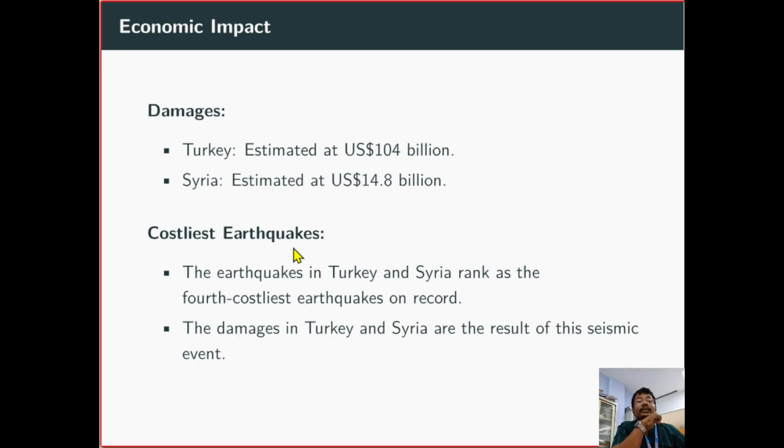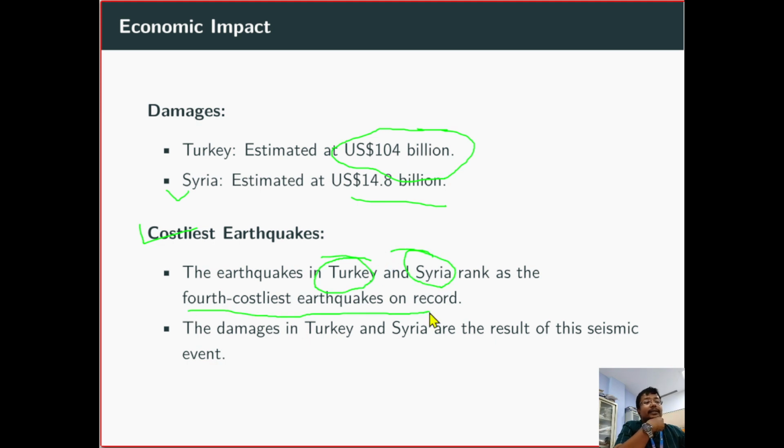Now, if we talk about the economic impact, in Turkey almost 140 billion US dollars loss happened. Okay, in Syria, it was almost 14.8 billion US dollars, and according to sources, it is the costliest earthquake that happened in Turkey and Syria. Okay, and it is the fourth costliest in the world record. Right.